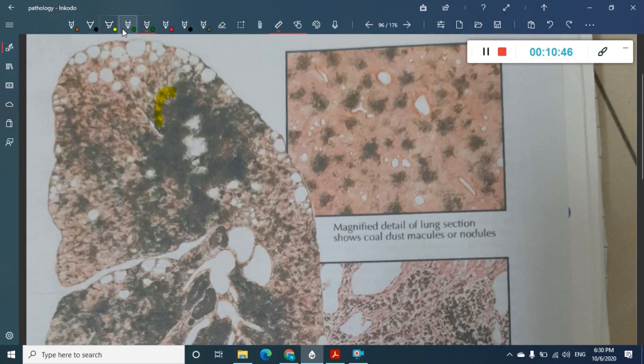If you see, these are small. I said there will be nodules and there will be macules. So when do you call them nodules?